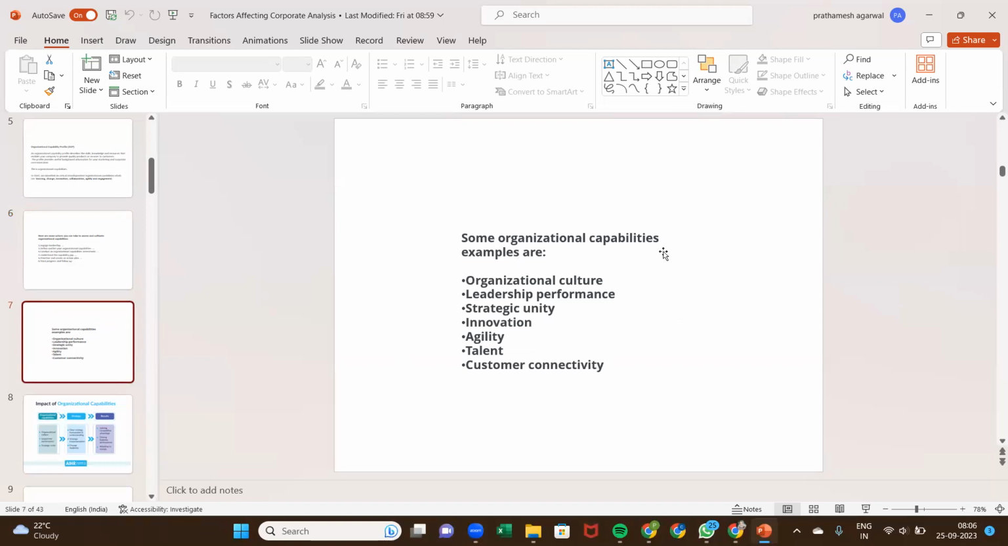Then some organizational capabilities examples are organizational culture, performance, strategic unity, innovation, agility, talent, and customer connectivity. This is very important. If there are no buyers for your product, your entire vision, mission, everything fails. So how you are connected with the customer.